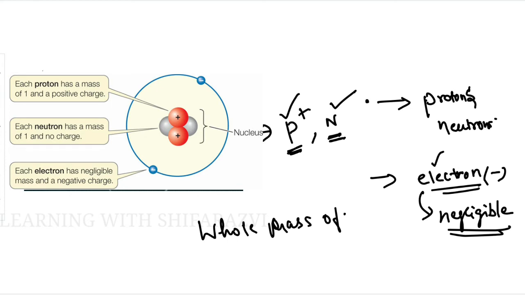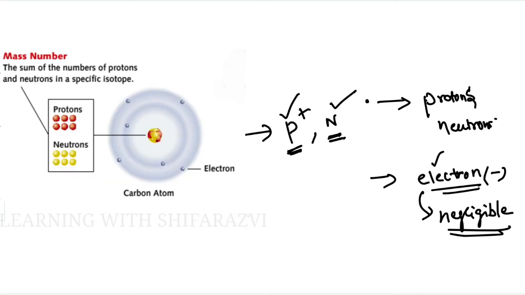And what is an atomic number? An atomic number is the number of protons that is present in the atom. Say for example, carbon. Carbon has the atomic number of 6 and the mass number of 12. So this number 6 will represent the number of protons that are present in the carbon atom.